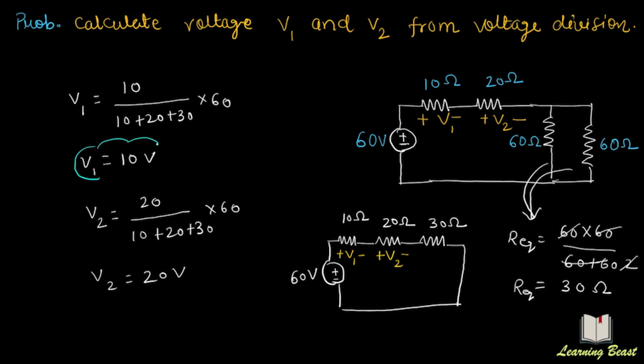So in future, you do not have to remember the formula. Just remember the voltage across any resistor is directly proportional to the value of that resistor divided by the equivalent resistance of the circuit.